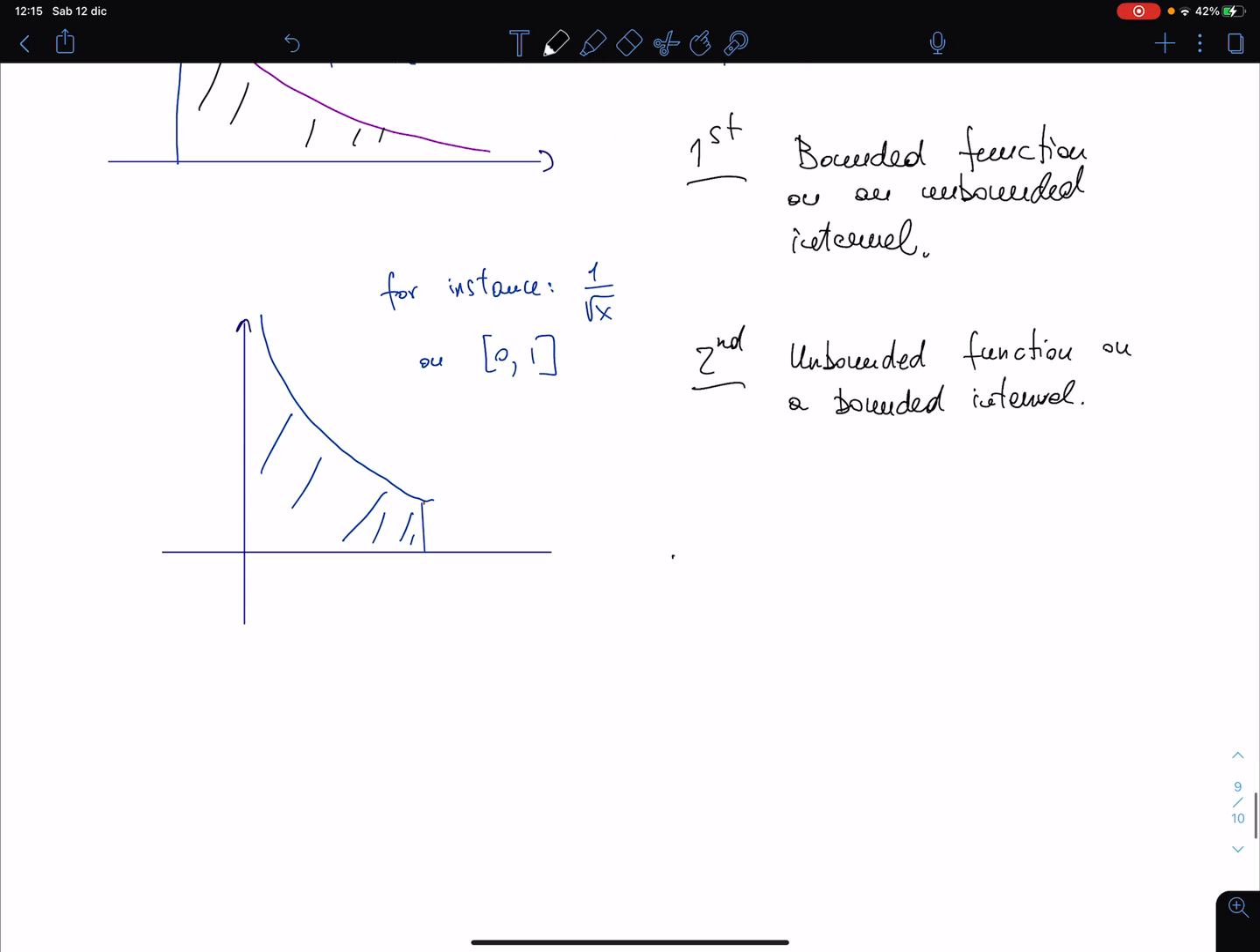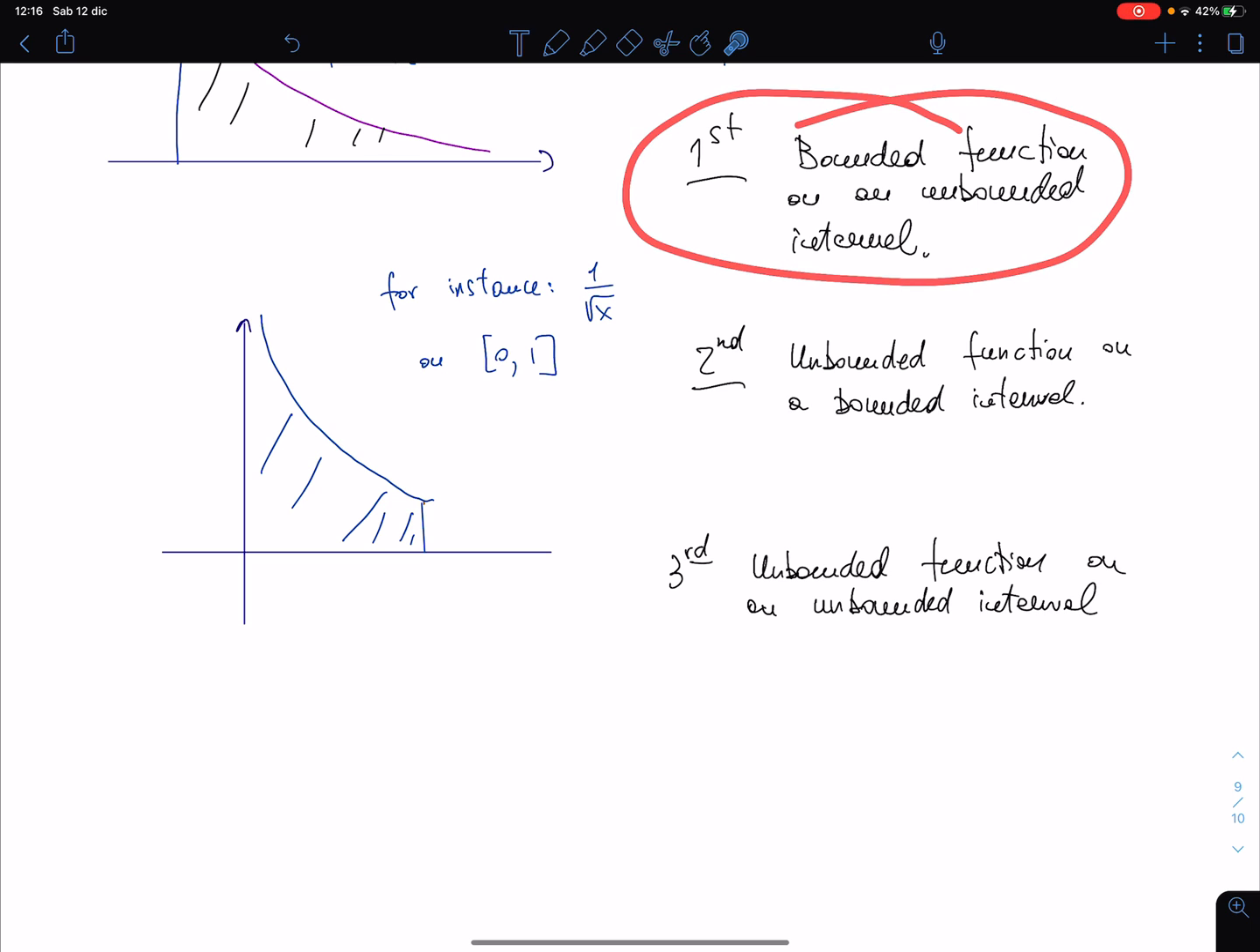And the third will be also an unbounded function on an unbounded interval. And of course, we will study in detail the first case, and then the second will be just, if you want, a rotation of the first one. However, the result will be the same, and the third is just the union of the first two techniques.